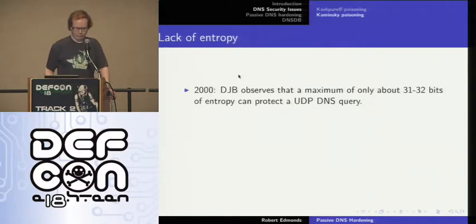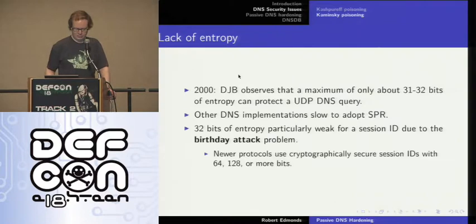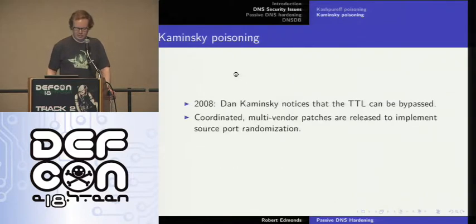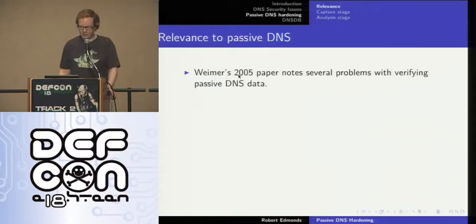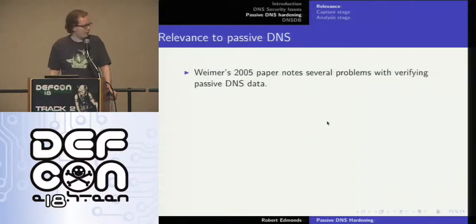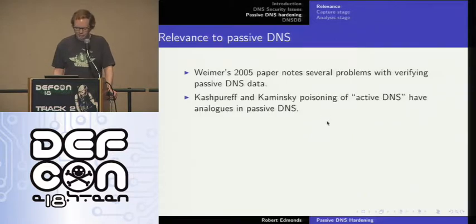Okay, now that we've covered all the background material, as we lead up to the meat of the talk, how is this particularly relevant to passive DNS? So, Florian Weimer in his 2005 paper identified several problems with validating the data collected by a passive DNS sensor, but he chose not to implement protections against these problems. But we would like to fix these problems if possible. So we have the two problems in passive DNS that are sort of analogous to the two problems in active DNS.